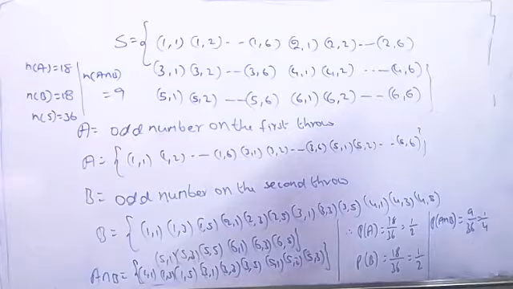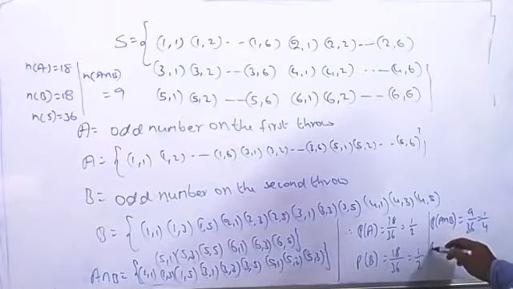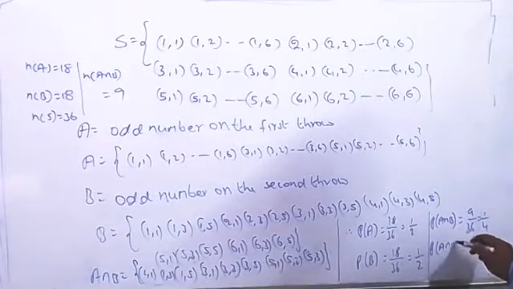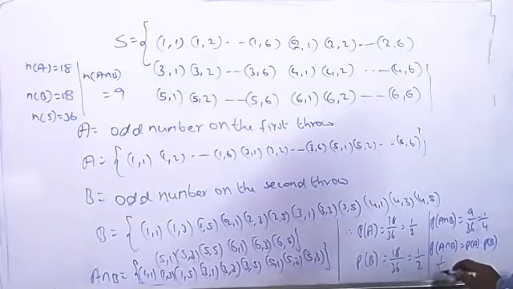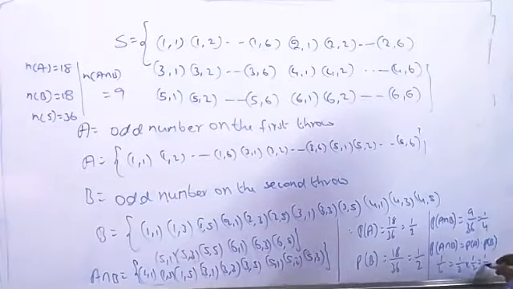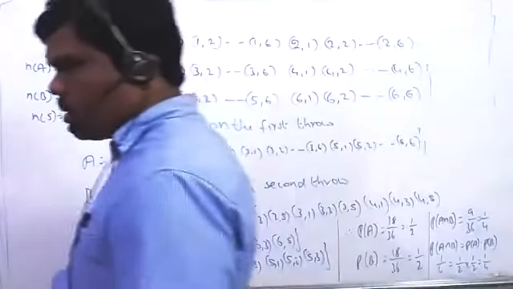Now verify the condition. If A and B are independent events, clearly probability of A intersection B equals probability of A into probability of B. Then clearly we are saying that both A and B are independent events. This is 1 by 4. So this is 1 by 2 into 1 by 2 equal to 1 by 4. So LHS equals RHS. Now what can you say? Clearly A and B are independent events.